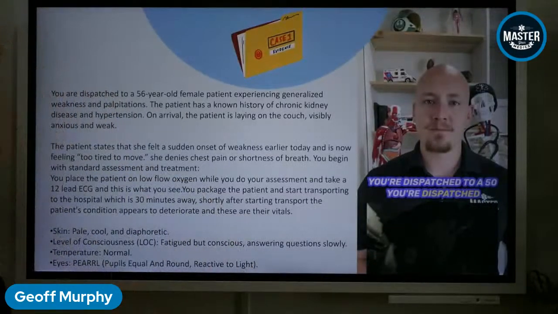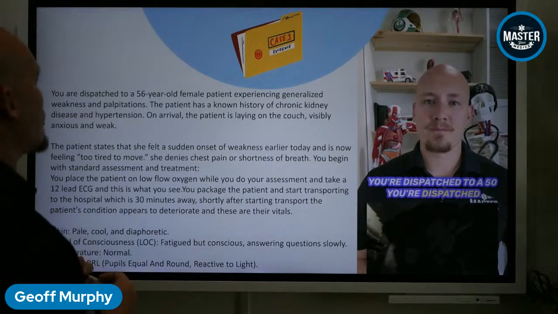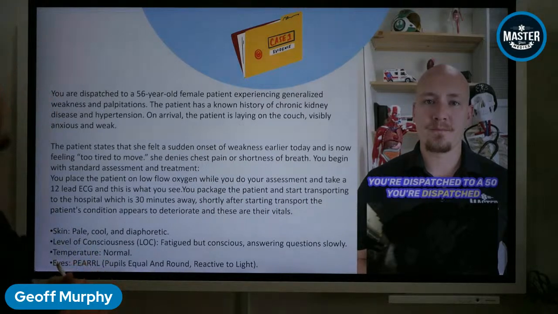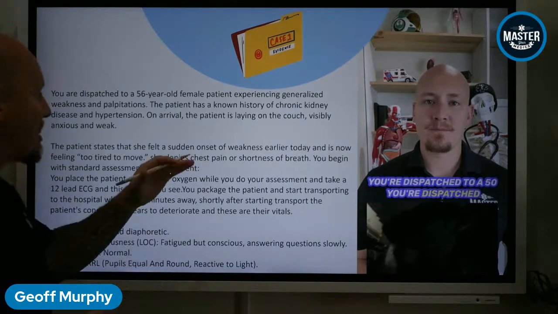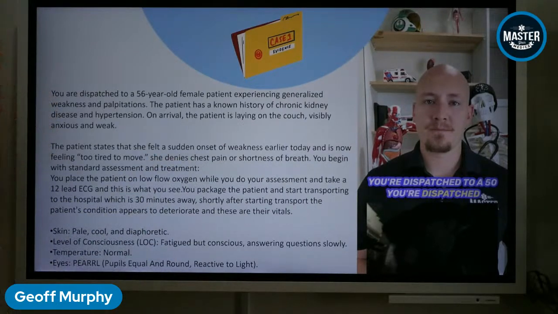Okay, you are dispatched to a 56-year-old female patient experiencing generalized weakness and palpitations. The patient has a known history of chronic kidney disease and hypertension. On arrival, the patient is lying on the couch, visibly anxious and weak. Patient states that she has felt sudden onset of weakness earlier today, is now feeling too tired to move. She denies chest pain or shortness of breath. You begin with a standard assessment and treatment, and you place the patient on a low flow oxygen while you do your assessment and take a 12-lead ECG.